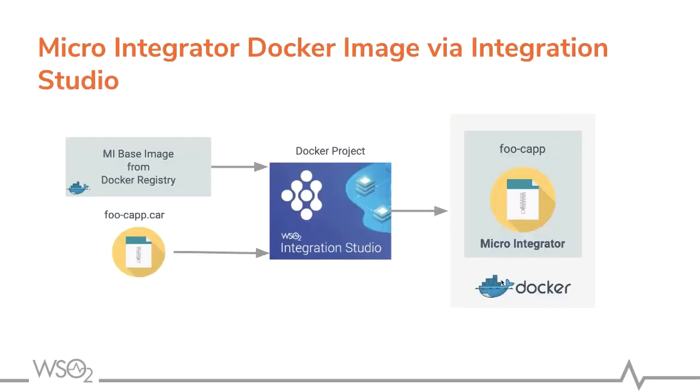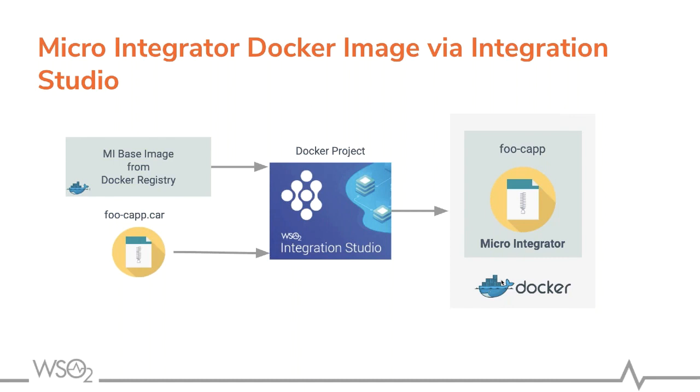So if I brief you through how we create a Docker image: in the immutable nature, what we give you is a Docker image, and how we create it is using the Docker project. There is a dedicated Docker project inside WSO2 Integration Studio. What you would be doing is configuring the base image, the location of the base image, and the composite application that you have created.